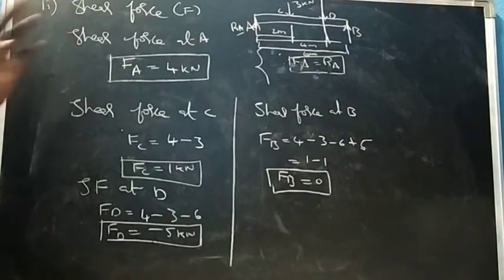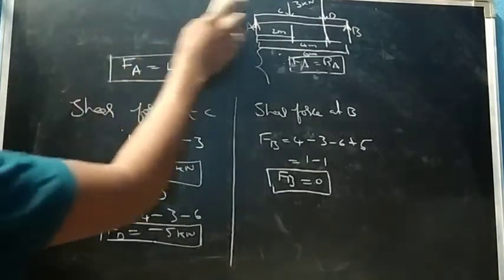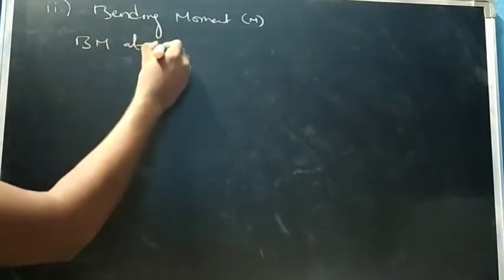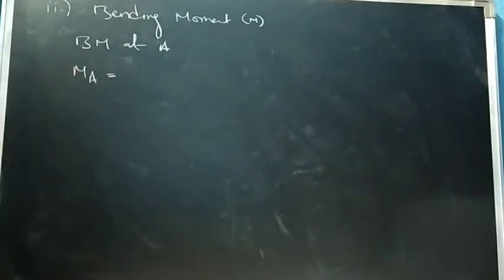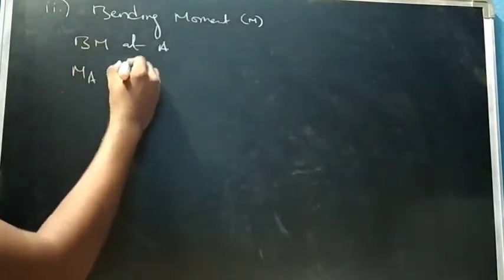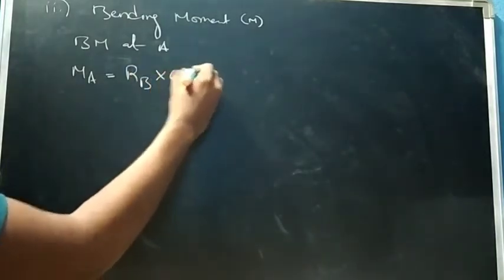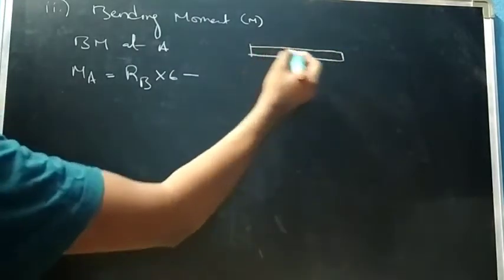Now the third step is bending moment. Step number 3 is to find out bending moment, that is M. So we'll find out bending moment at A. MA equals RB multiplied by 6, that is the load into perpendicular distance.